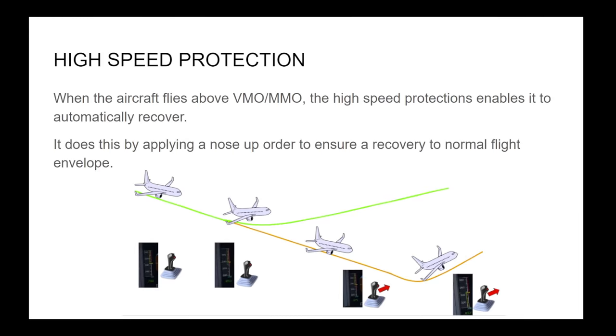When the aircraft flies above VMO, MMO, the high-speed protection enables it to automatically recover. It does this by applying a nose-up order to ensure a recovery to the normal flight envelope. At side-stick neutral, the aircraft will slightly exceed VMO, MMO before applying this nose-up order. With the side-stick full forward, the aircraft will get to VMO plus 16 knots or MMO plus 0.04. The full forward authority will be reduced to zero, no matter how hard the pilot tries to push the nose down.